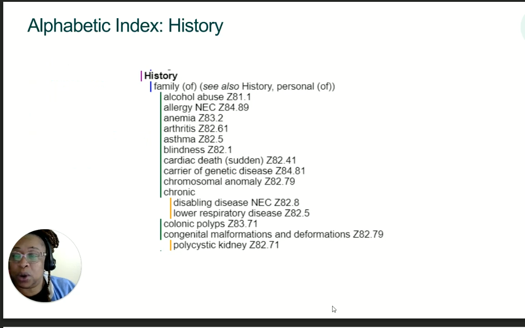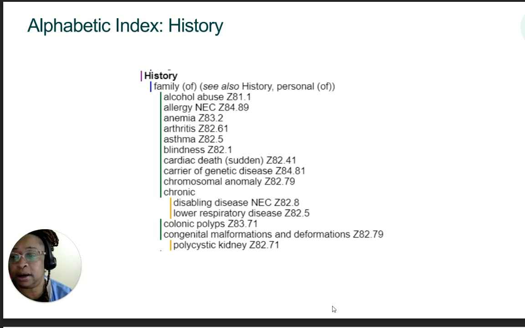For example, whenever you're looking up history, personal or family, you want to always revert to history. As we see here, there's an example showing a snippet of the ICD-10 book showing history. We're looking at the family history of, and it says see also history, personal. So you can always look up your own personal history and family history. Sometimes it's really important to know the difference between the two because it's a determinant factor of certain visits.